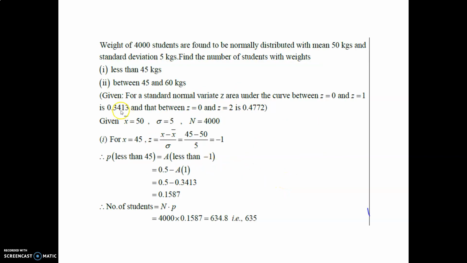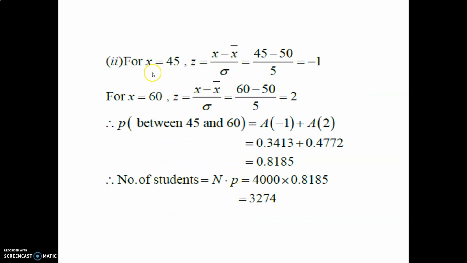Now the second question is between 45 and 60 kg. For x is equal to 45, z is equal to x minus x bar upon sigma, 45 minus 50 upon 5, minus 1. And for x is equal to 60, z is equal to 60 minus 50 upon 5, which is equal to 2. We find the probability between 45 and 60: A of minus 1 plus A of 2, 0.3413 plus 0.4772, 0.8185 is the final probability between 45 and 60.